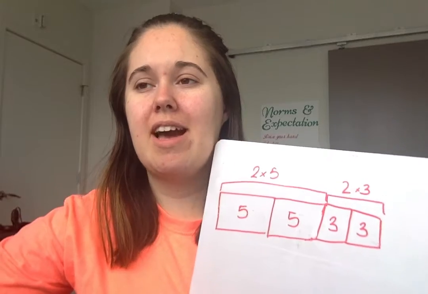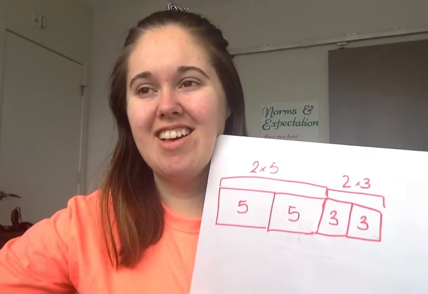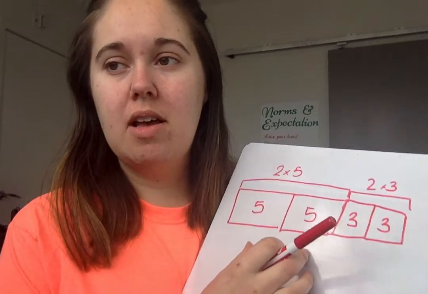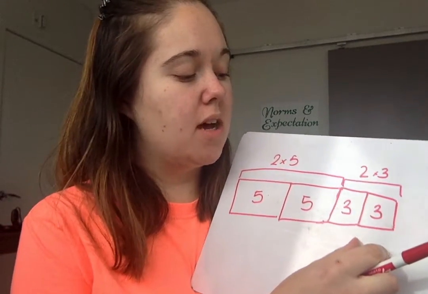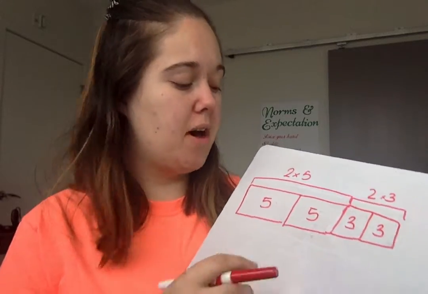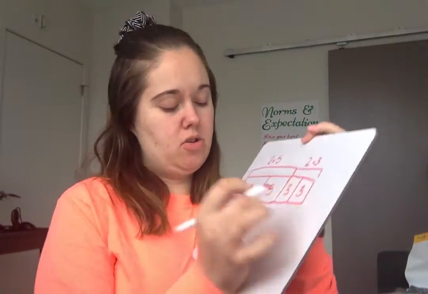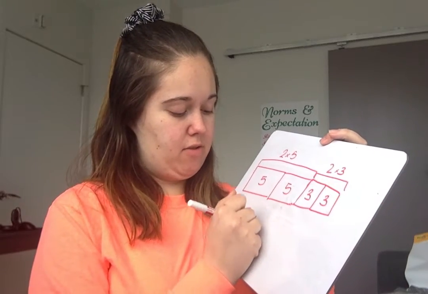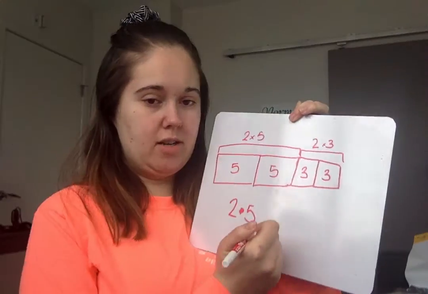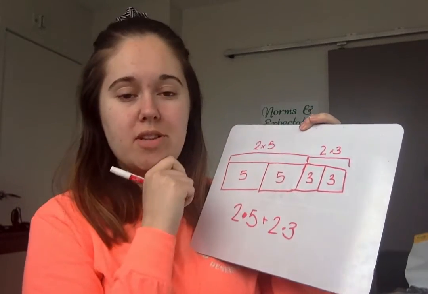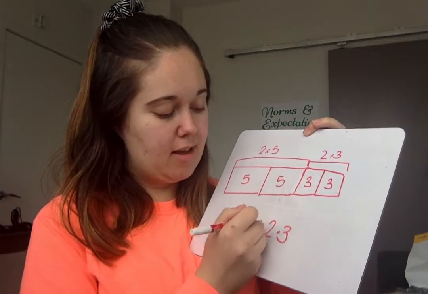So here we actually have to start thinking. What does this expression represent? It's the sum of two groups of 5 and two groups of 3. What expression could we write to represent this model? We could write 2 times 5 plus 2 times 3. And we don't have to do parentheses because we know we multiply before we add.